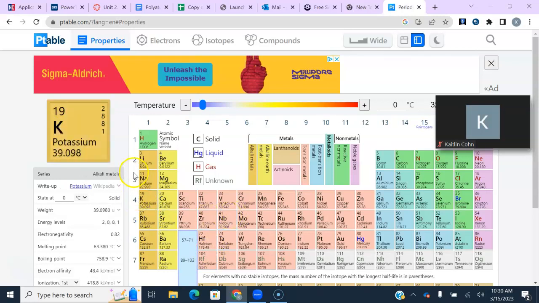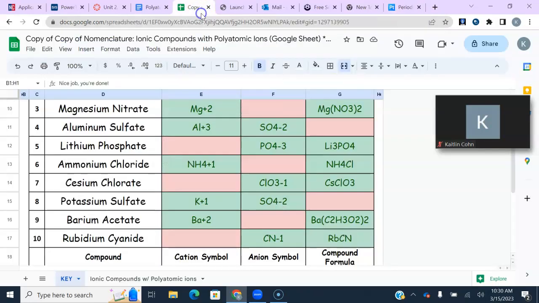But in this particular assignment, they're all either going to have a 1+ charge if they're in group 1, or a 2+ charge if they're in group 2. Because remember, group 1 gives away 1 electron and group 2 gives away 2 electrons, so they become positively charged. Lithium is in group 1, so it's going to have a 1+ charge. We'll type in the name of the element, and then give it a +1, okay? And then it'll turn green.